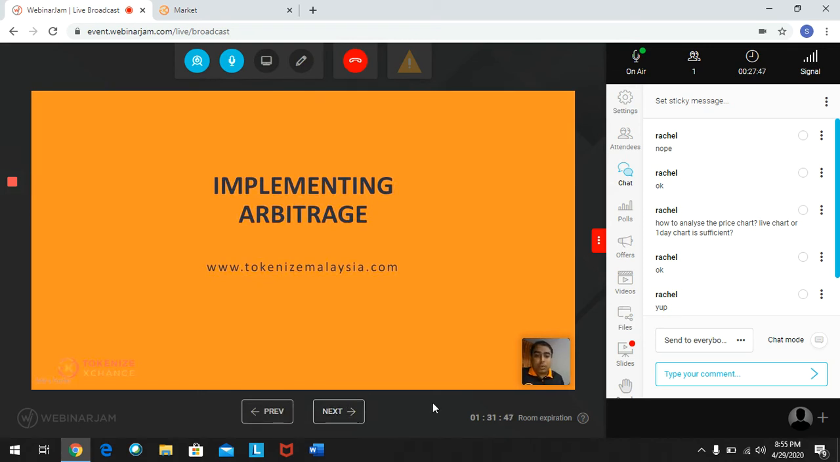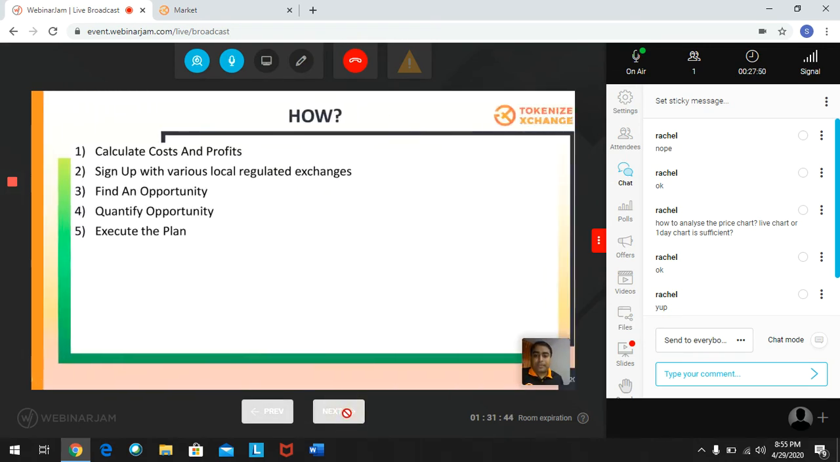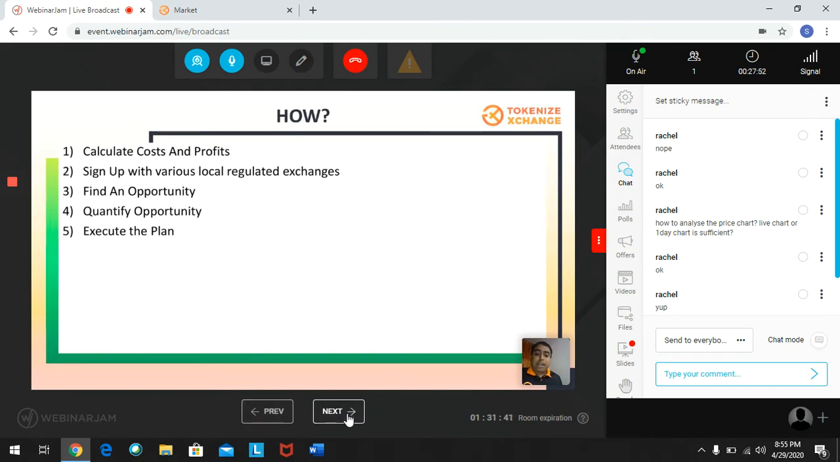All right, moving on to implementing arbitrage. This is basically my way of doing arbitrage, so you can use it as an example as well. There are five steps. First, I calculate the costs and profits. Second, I sign up with a minimum of two, at least two, regulated local exchanges. Third, I find an opportunity by scanning the market. Fourth, quantify the opportunity, which I will explain. And fifth, execute the plan.